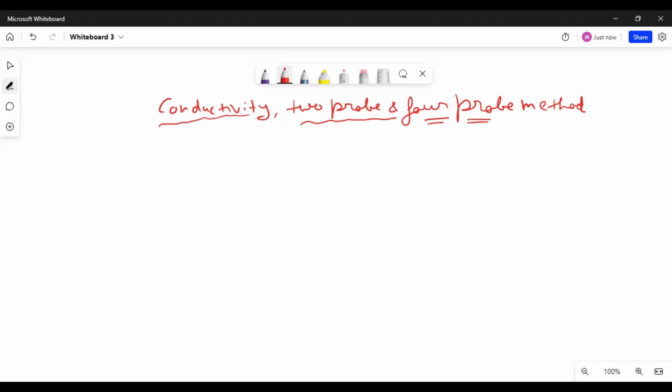In today's lecture, we will cover the concept of conductivity, an introduction to conductivity, and methods to measure it: the 4-probe and 2-probe methods. What are the advantages of the 4-probe over the 2-probe method?